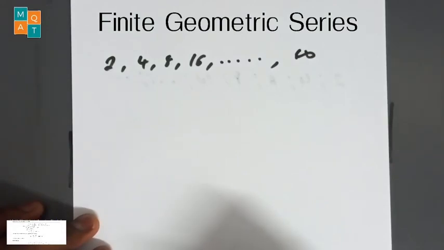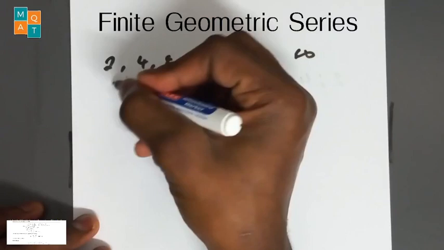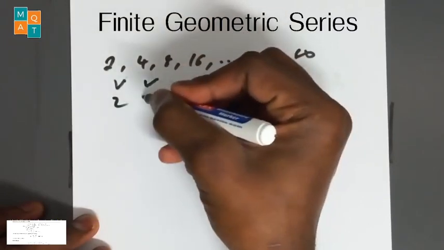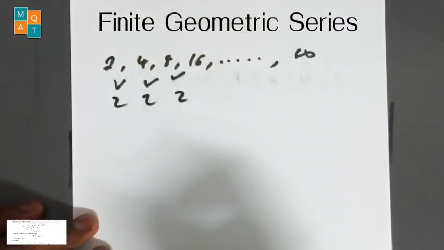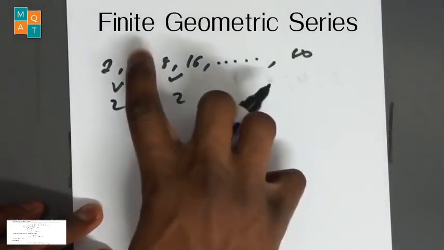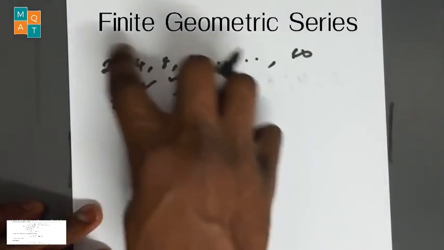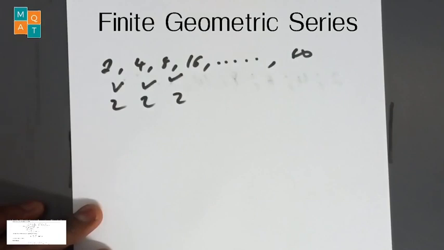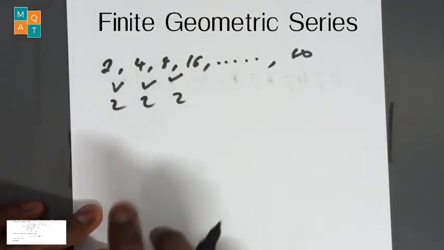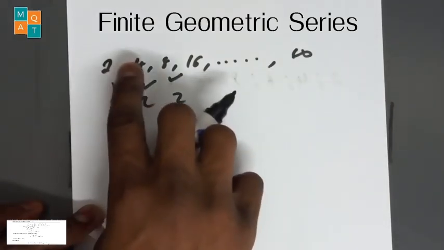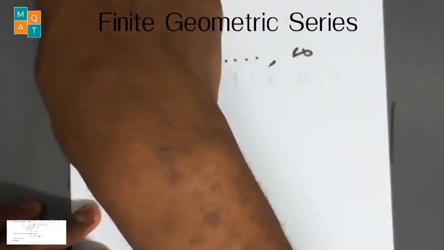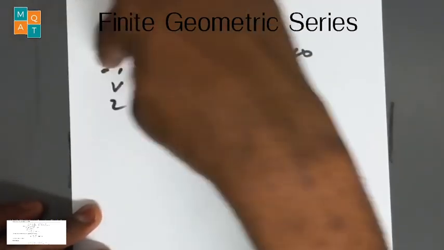If you look at this, 4 divided by 2 is 2. 8 divided by 4 is 2. 16 divided by 8 is 2. So we can see that dividing the next value by the previous value always gives us a 2. And please note that you're not dividing the first by the previous. You're saying the next divided by the previous. So we start from the second term: 4 divided by 2, 8 divided by 4. Please take note of that.